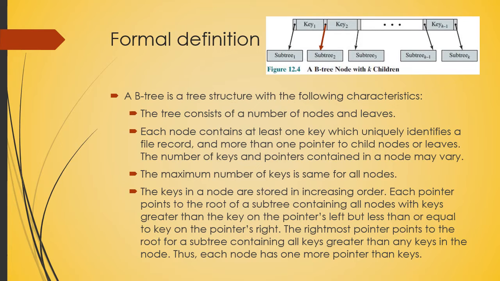Each pointer points to the root of a subtree containing all nodes with keys greater than the key on the pointer's left but less than or equal to the key on the pointer's right. The rightmost pointer points to the root of the subtree containing all keys greater than any keys in the node. Thus, each node has one more pointer than keys.